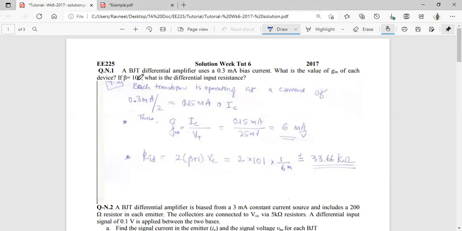Question number 1: a BJT differential amplifier uses a 0.3 milliamp bias current. What is the value of gm of each device if beta is equal to 100? What is the differential input resistance? So we need to calculate both the transconductance and the differential input resistance, right?